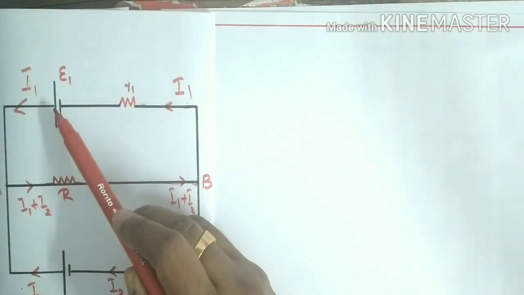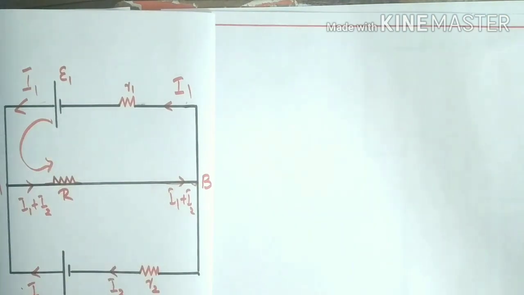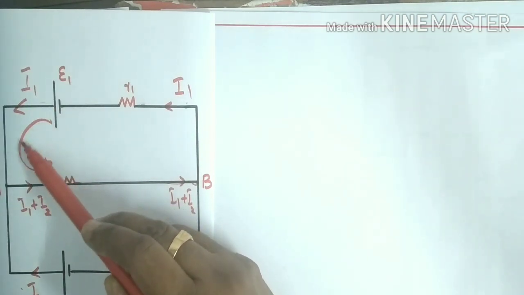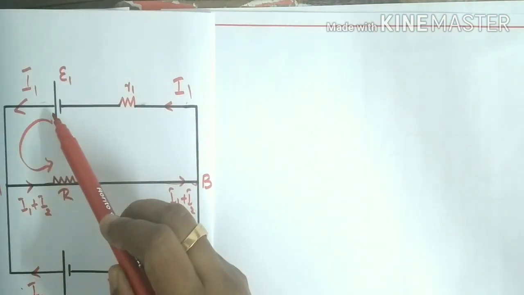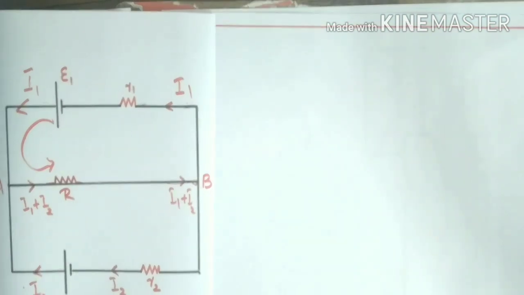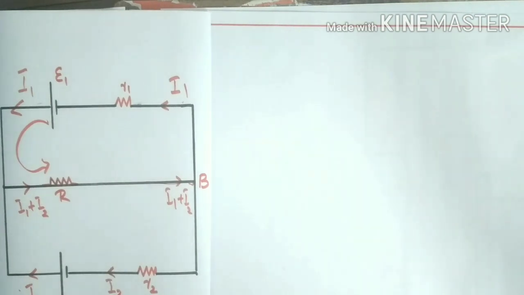But here, since the cell is there, we consider the direction from its positive to negative. So this is the assumed direction of current I have taken, because the cell is here. From the loop rule, we know that the algebraic sum of voltage in a closed loop is equal to 0. What does it mean? The potentials can be positive or negative, and then only the sum is equal to 0. So some potentials are taken as positive and some others as negative, then only the sum becomes 0.